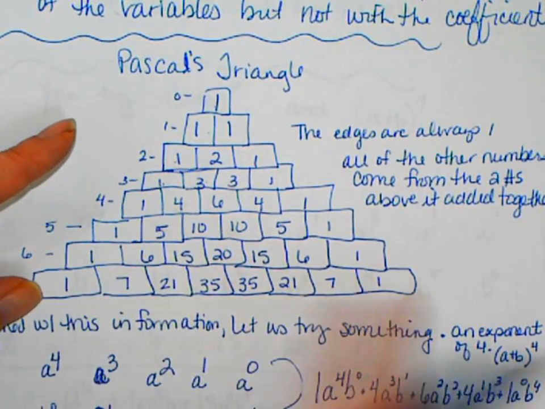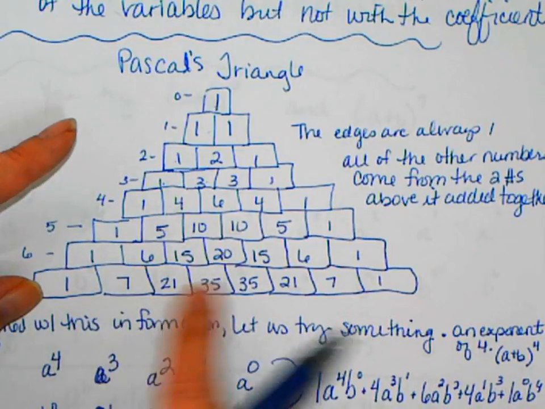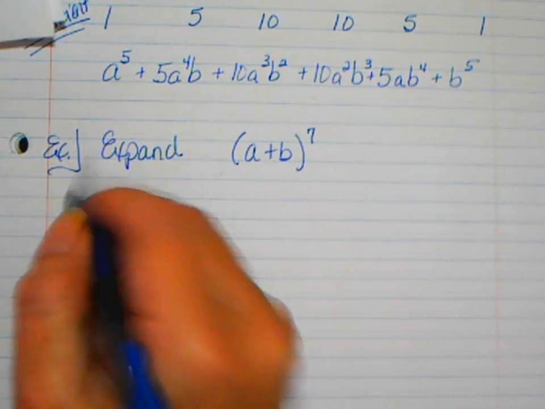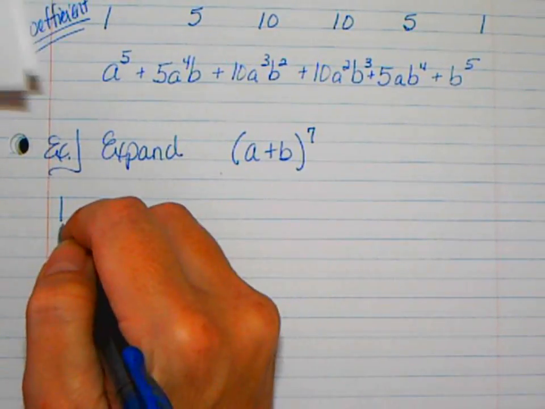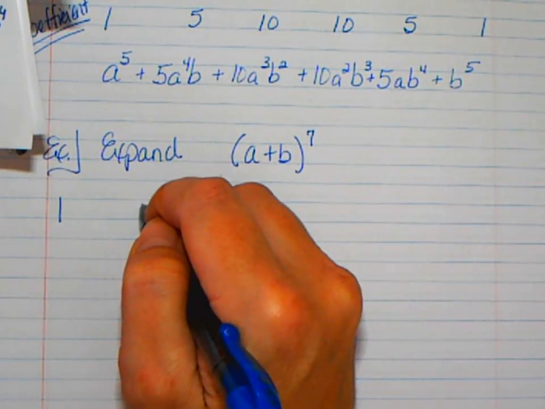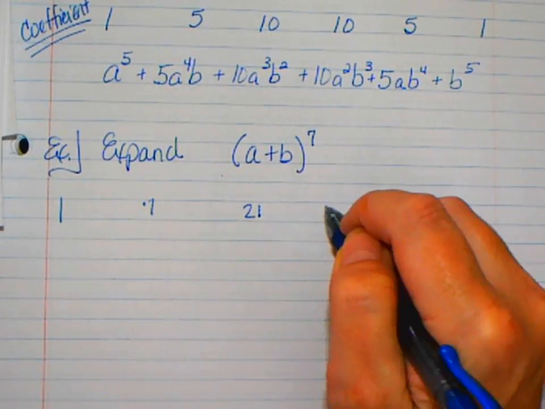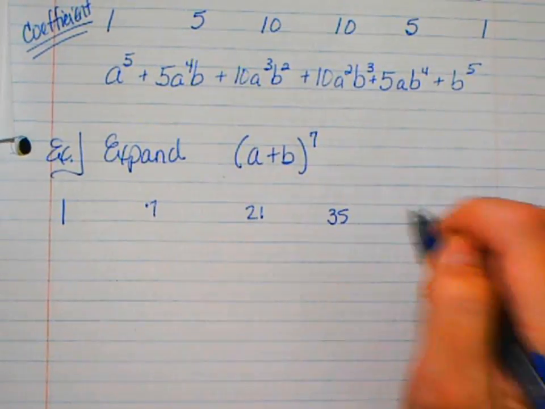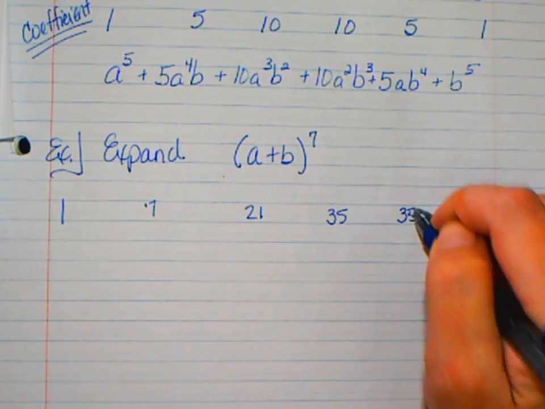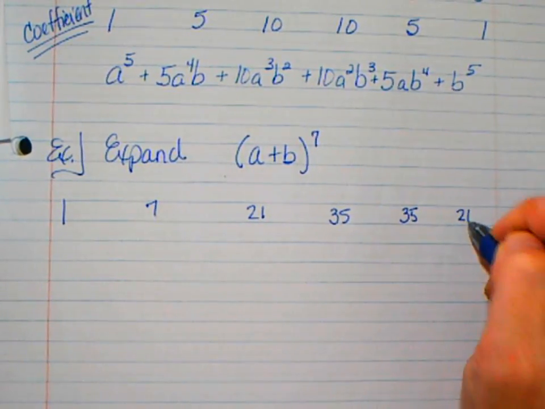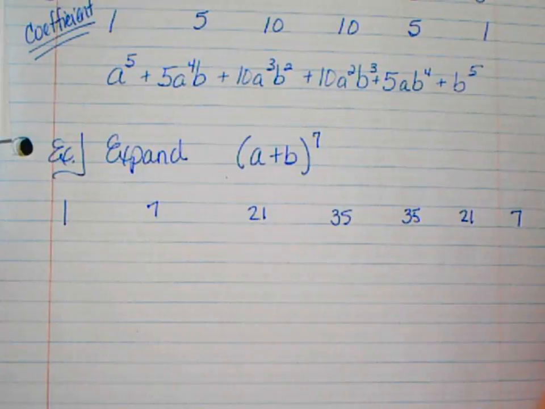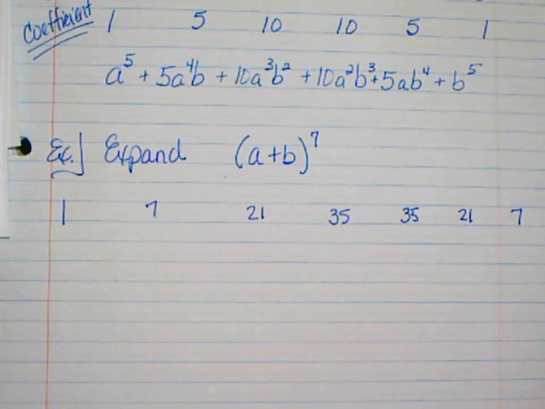We're going to write these in order. These are going to be the coefficients. 1, 2, 3, 4, 5, 6, 7, 8. 8 terms, right? So I'm going to have a 1, 7, 21, 35, 35, 21, 7, and 1. I'm running out of room.